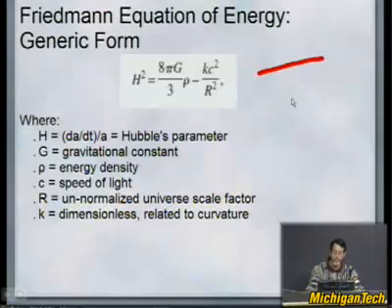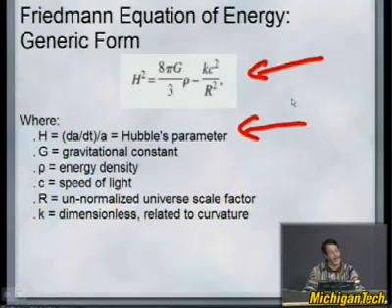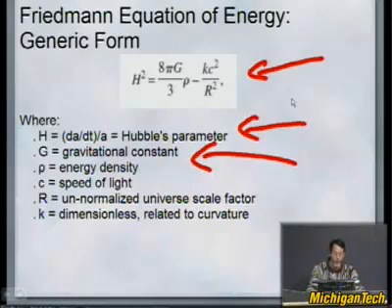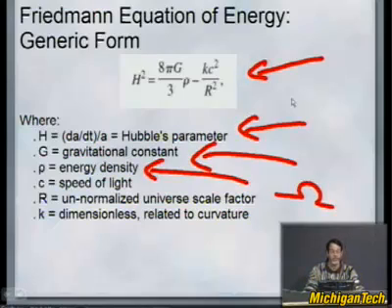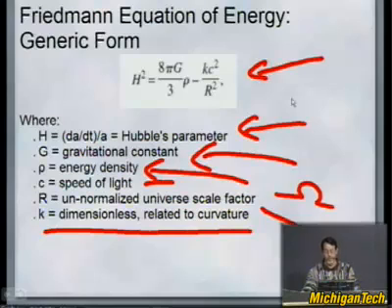This is the standard Friedmann equation given in your average textbook. Things that go into this are Hubble's parameter, sometimes called Hubble's constant, but if you get outside the local universe, it actually changes. G is the same gravitational constant that you see in Newton's law of gravity. Rho is an energy density, sometimes given as omega when compared to a certain canonical energy density, which is needed to make the universe flat. C is the speed of light. R is an unnormalized universe scale factor, and K, which will disappear as a dimensionless factor, is related to curvature.